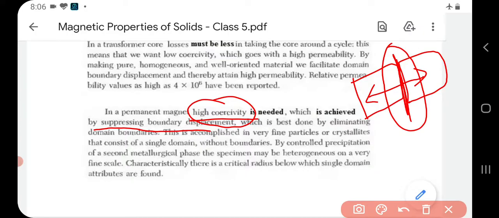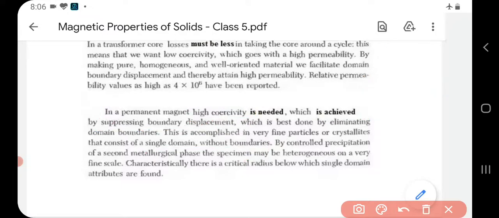Now this is achieved in very fine particles or crystallites that consist of a single domain, without the boundaries. By controlled precipitation of a second metallurgical phase, the specimen may be heterogeneous on a very fine scale. Characteristically, there is a critical radius below which single domain attributes are formed. No need of learning that, this much is enough.